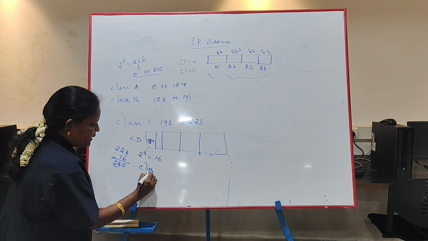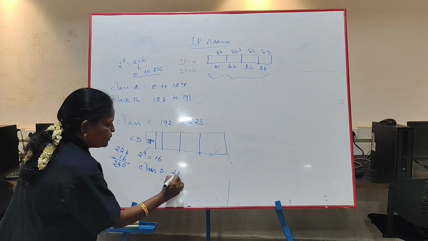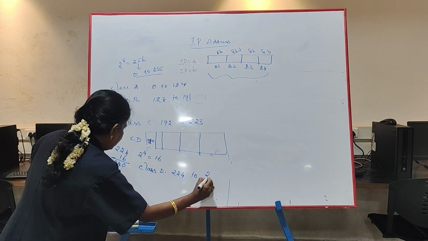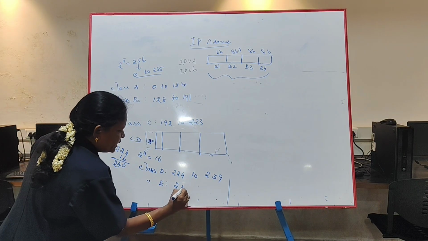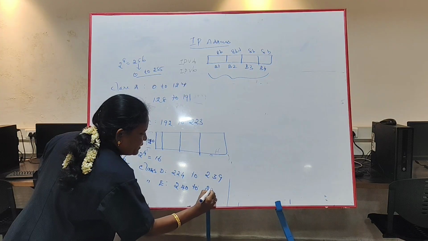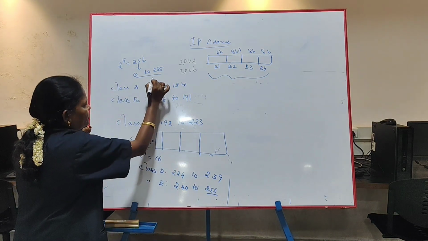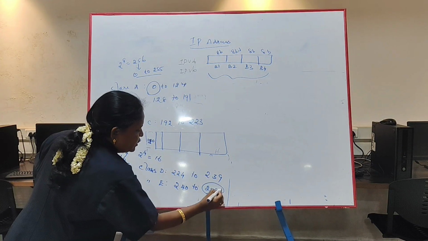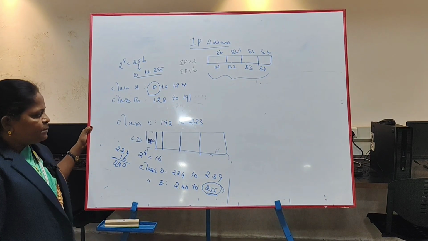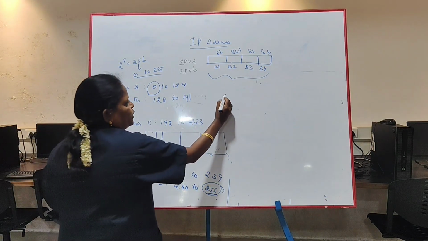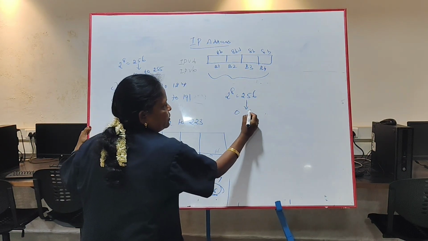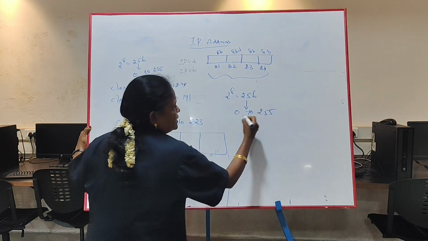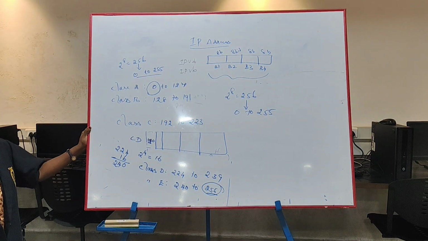Now class D IP addresses range from 224 till 239. Class E is by default 240 till 255. Each range starts with 0 and ends with 255. Already we know that each byte has only 8 bits of data, so 2 to the power 8 equals 256. So the range is 0 to 255. Any IP ranges from 0 to 255, and this is a valid IP.